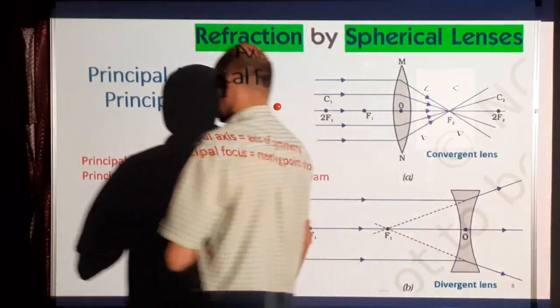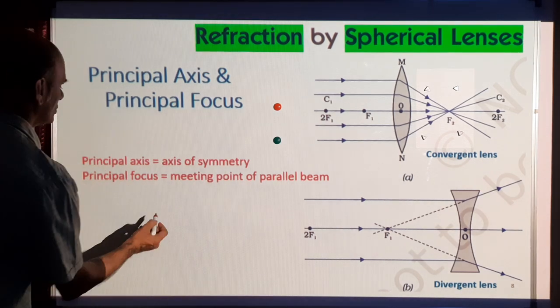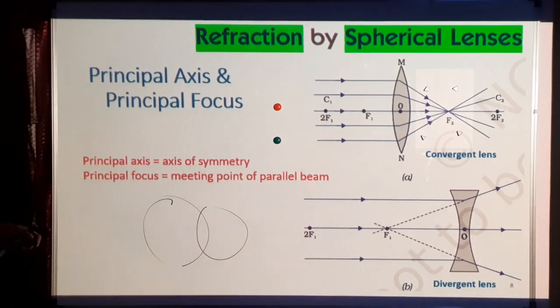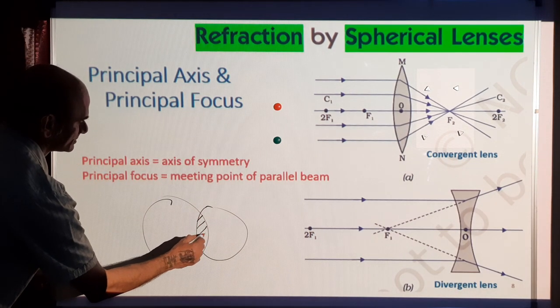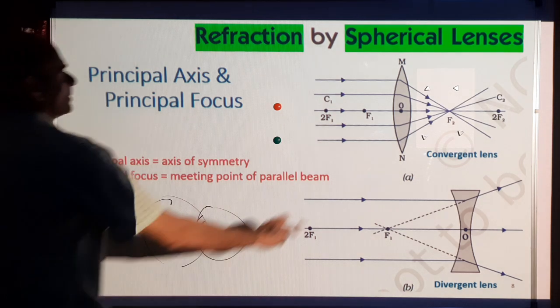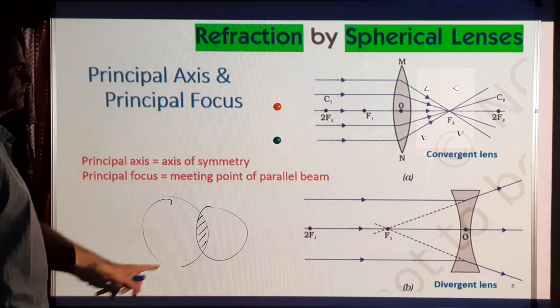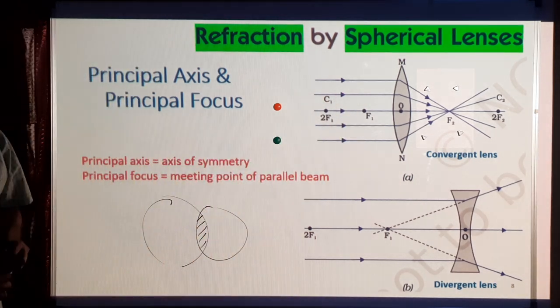Spherical lens is formed by taking two spheres and making them intersect and just keeping this intersecting part. That will give me a convex lens. Two glass spheres, make them intersect and keep this intersecting part, that is a convex lens. Concave lens.